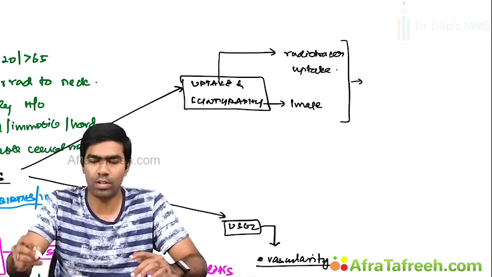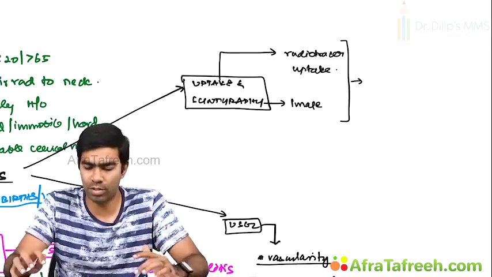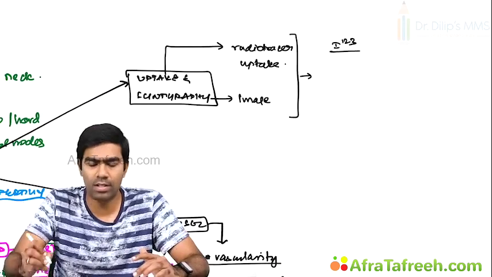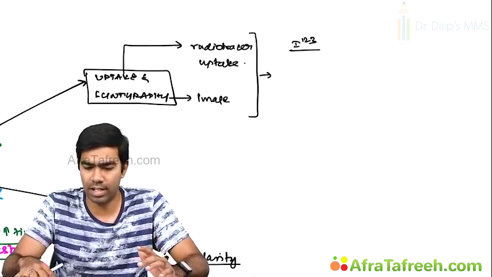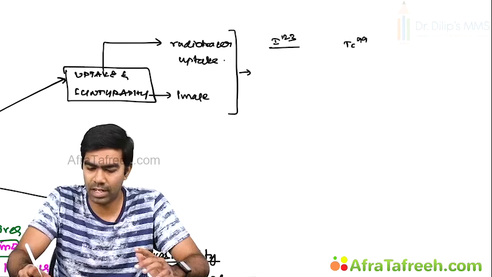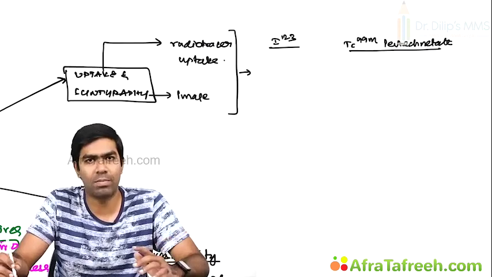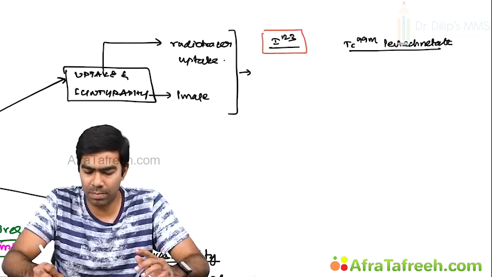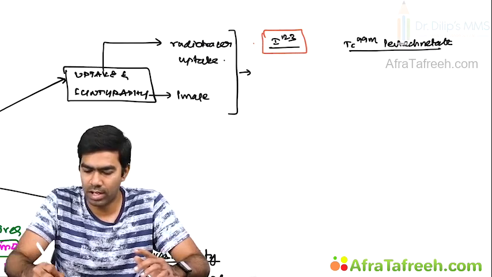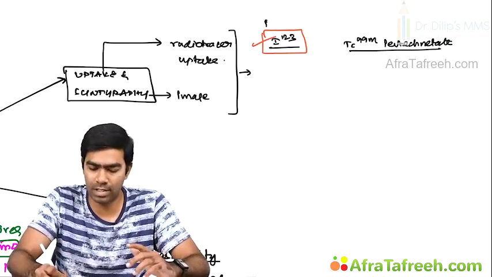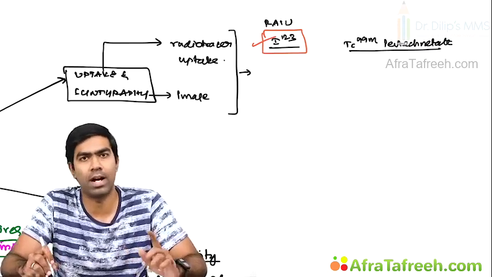For this purpose, we are going to use two different radiotracer molecules. One is the standard I-123, clear? And the second one is technetium-99m pertechnetate scans. Remember, for all practical purposes, it's always better to use I-123, and this type of I-123 mediated uptake testing is what we call radioactive iodine uptake, RAIU. Remember, it is different from RAI ablation, that is different.